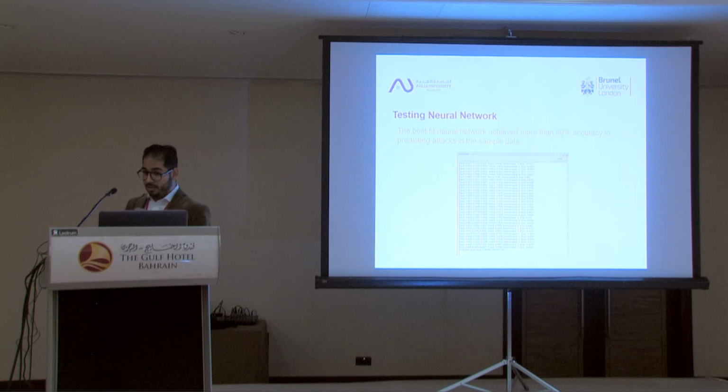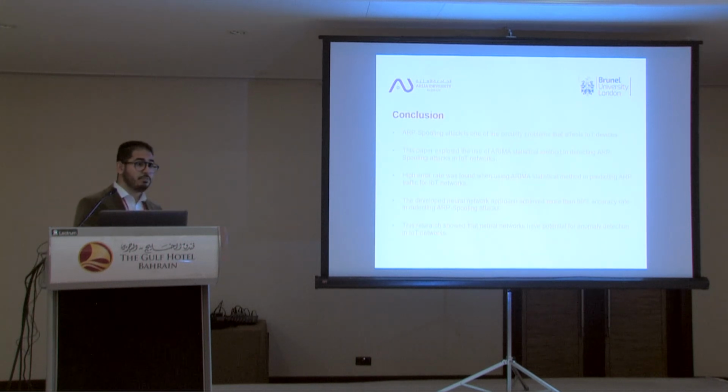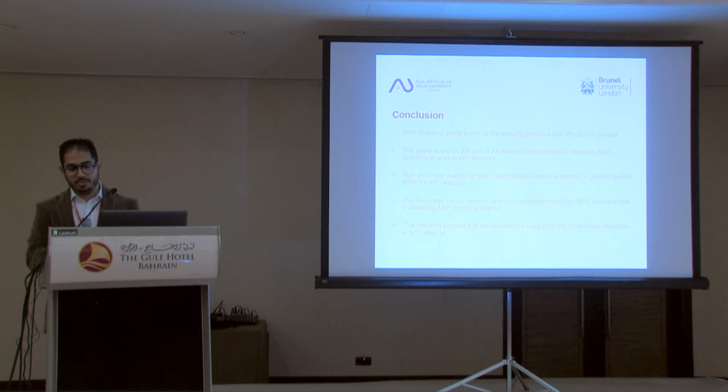So there is a conclusion here: ARP spoofing is one of the attacks that might attack our IoT devices. Second thing, when applying ARIMA, it had a high error rate on the IoT networks. When applying artificial intelligent neural networks, we could see that it has more than 90% accuracy. So I consider this at least as a potential method or approach in securing IoT devices in the future.